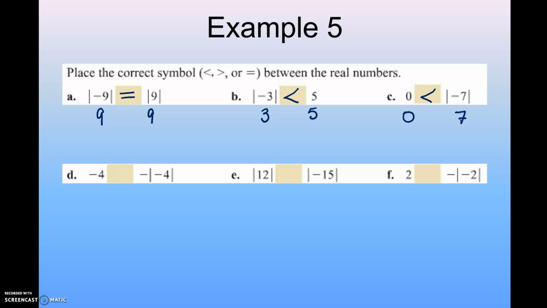The first 3 I think were pretty easy. For D, we've got negative 4, and here you need to do the absolute value of negative 4, which is positive 4, and then bring the negative down. So on D, they are equal. E, we've got 12 and 15. 15 is bigger. And here we've got 2 and negative 2. 2 is bigger.